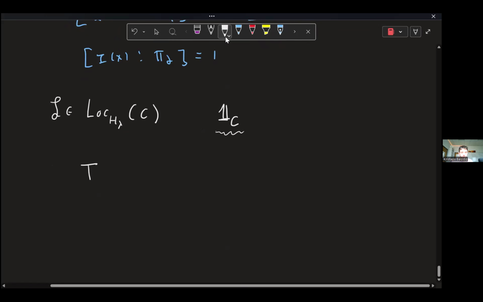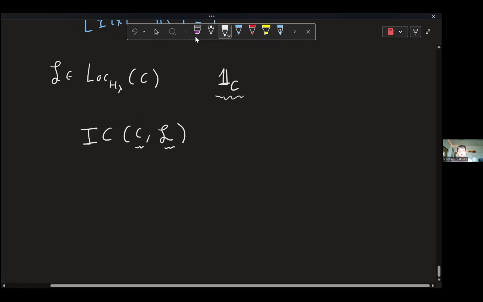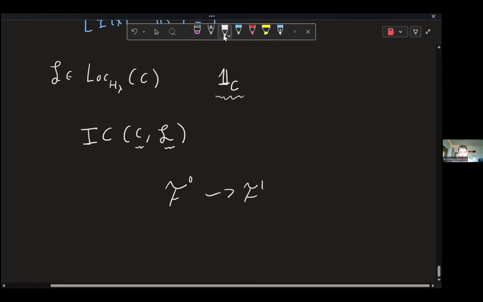And we have a special kind of perverse sheaf called an intersection cohomology complex that is associated to this pair, C and L, a local system on it. So at the most basic level, what is a perverse sheaf? It is an object in the constructible derived category of sheaves. What I mean by that is it's a sequence of sheaves, maybe I should give it upper indexing, with maps between them.